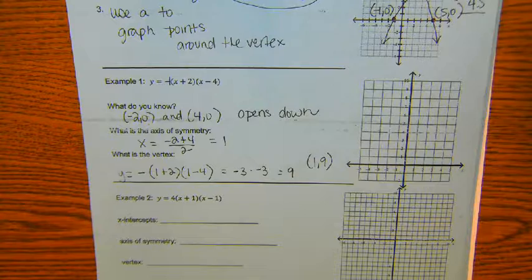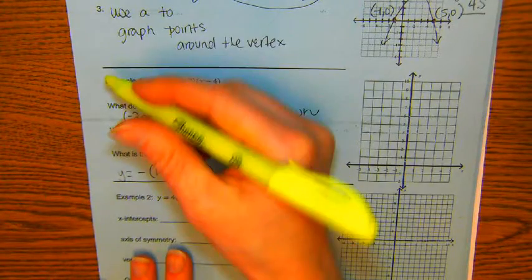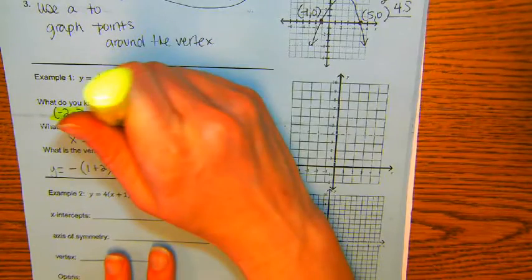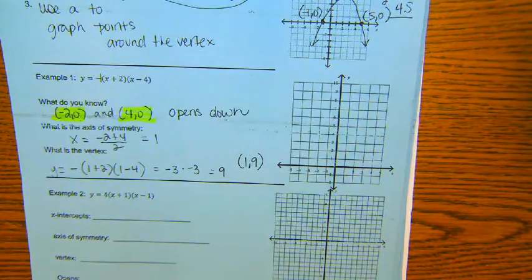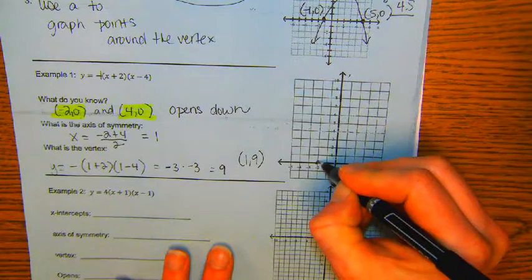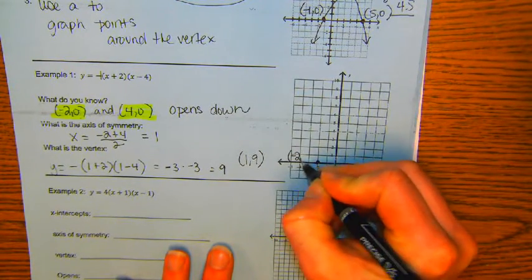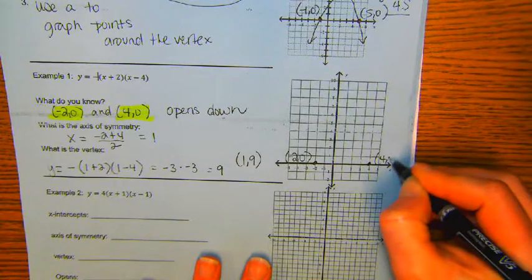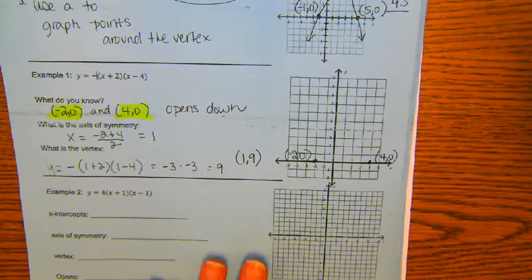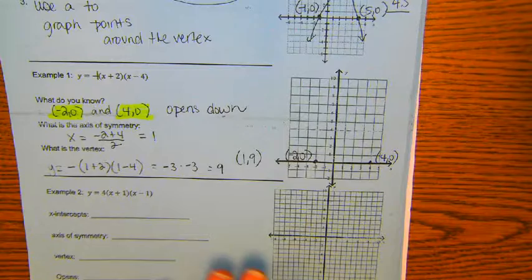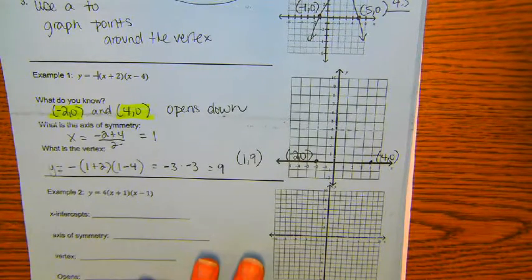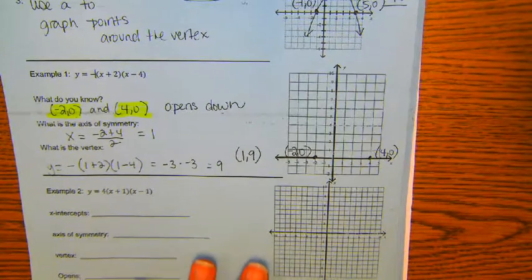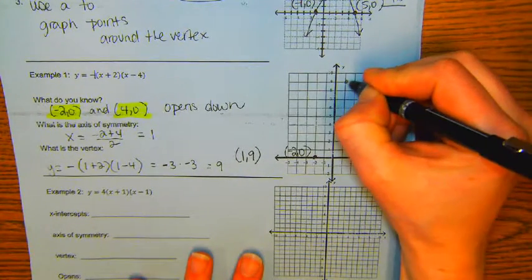Okay? So here are the things that I know. Would you put negative 2, 0 on the graph? And would you put 4, 0 on the graph, please? And let's label them. Done. Would you put the vertex on the graph? 1, 9.